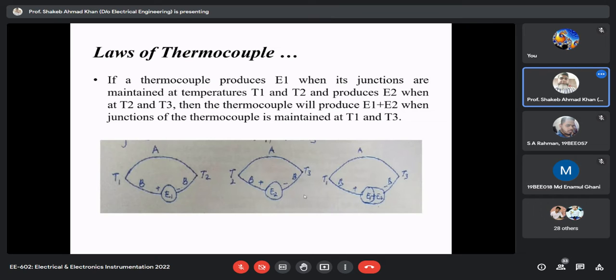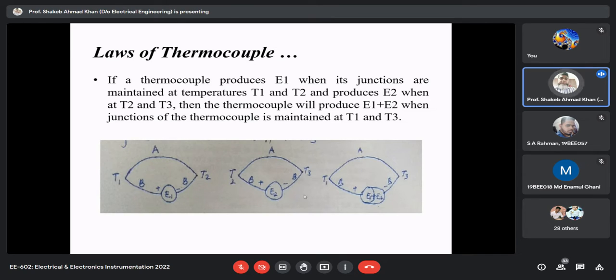So we always want our reference junction temperature to be maintained at 0 degrees Celsius while measuring the temperature. But this is not always possible. If you are making a measurement not in the laboratory, but in the field, then it is not possible to always carry an ice bath with all the temperature maintenance mechanism.